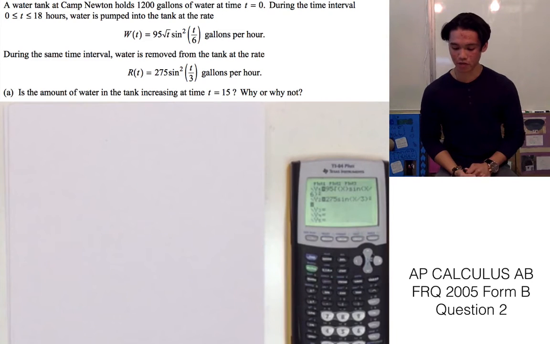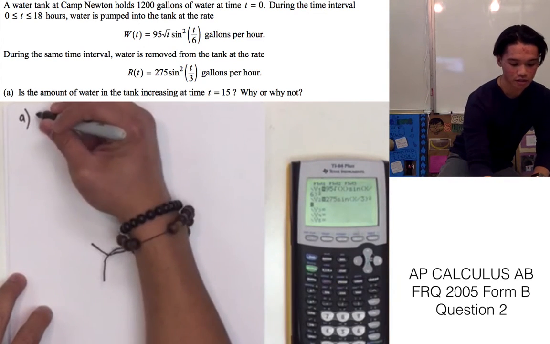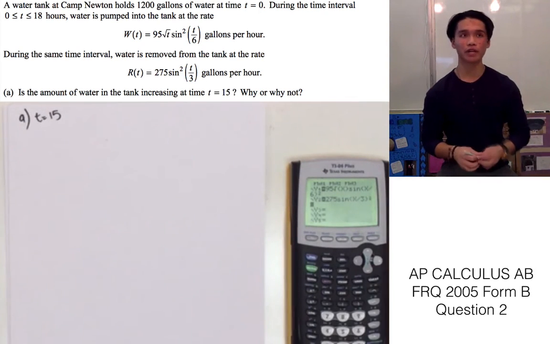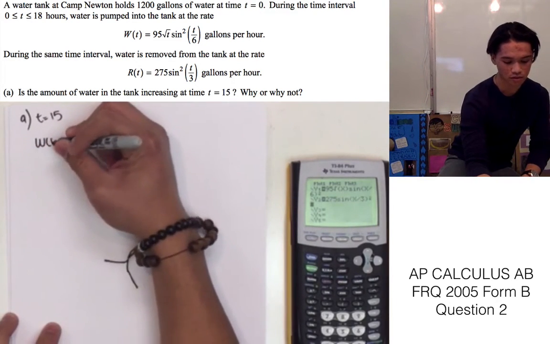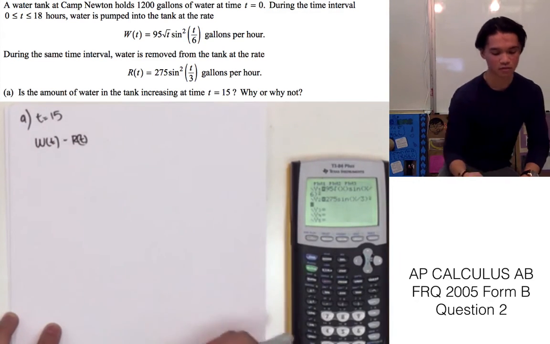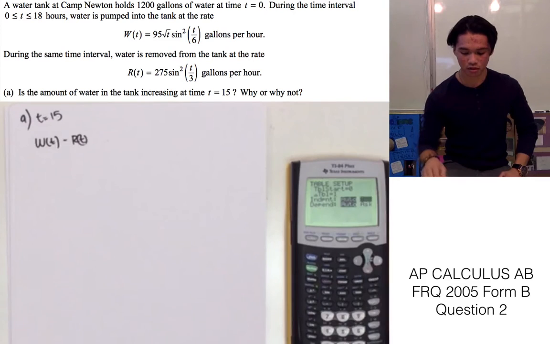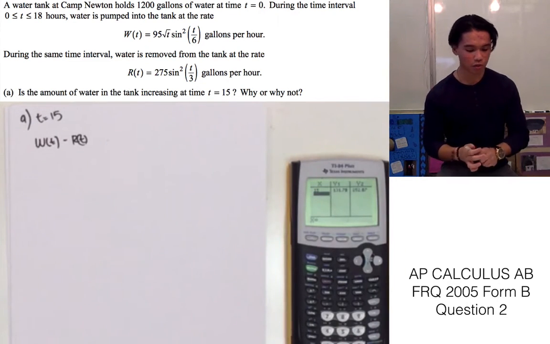So part A says, is the amount of water in the tank increasing at time t equals 15? Why or why not? So let's go ahead and start writing. Part A, t equals 15. And for the total rate of the total amount of water in the tank, we will represent it by W of t minus R of t. And now we can go to our calculator, second window, make sure it's on ask, and second graph, input the value of 15, and we will get our values.